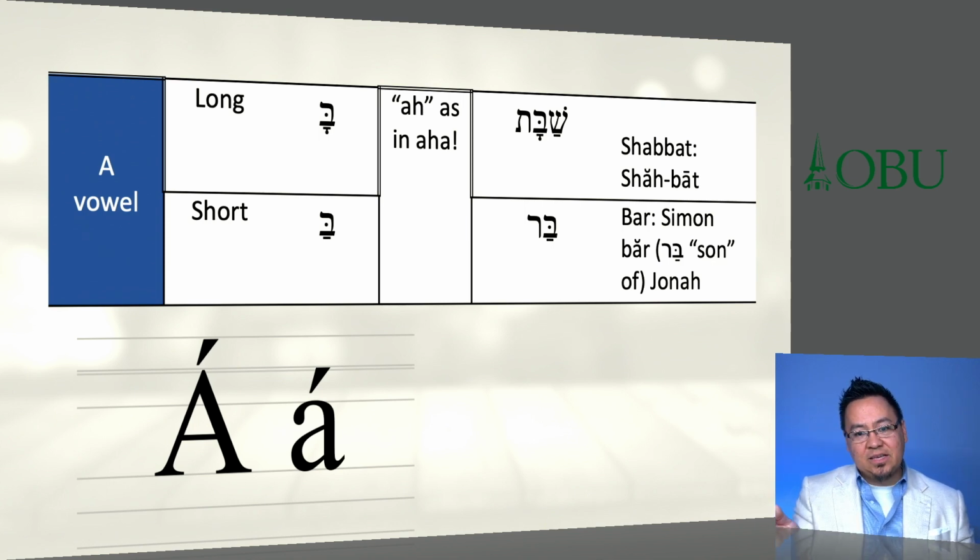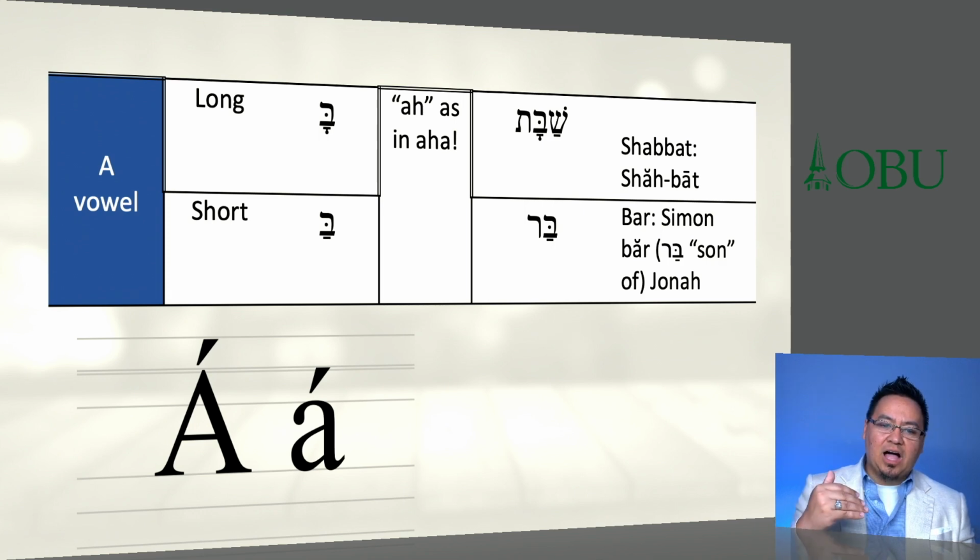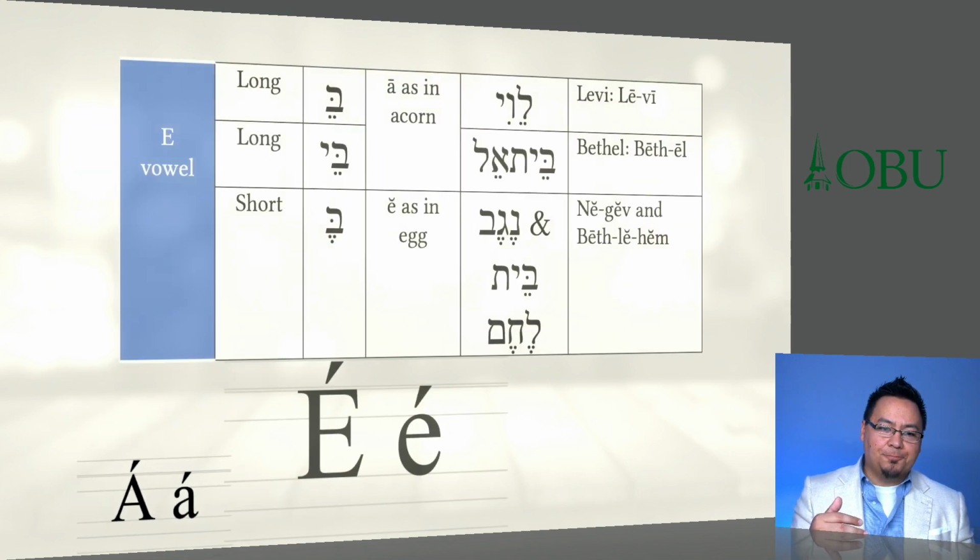And so we see this at Shavat. Or also we see this in the word bar. Right? Bar is son. Simon bar Jonah. Simon, who's the son of Jonah. And so we see the ah type of sound coming in that way.